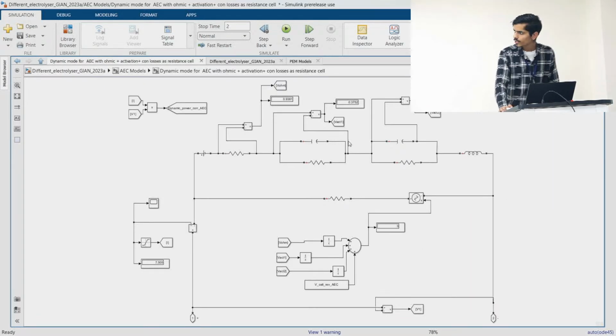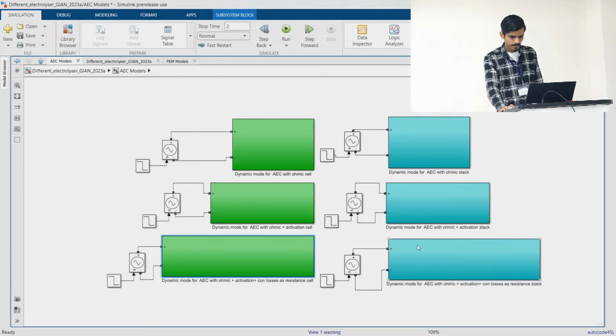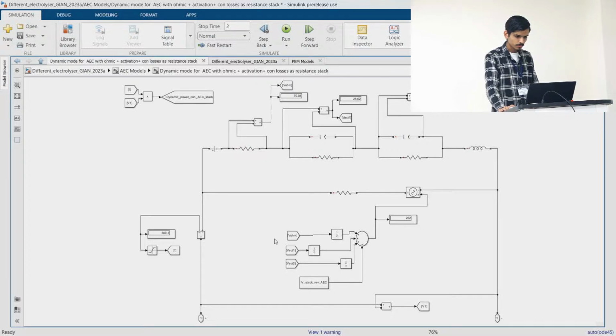So this is the more detailed model for the alkaline electrolyzer. Here we are modeling the anode and cathode losses differently. This is the activation potential for the anode, this is for the cathode respectively, and we are accounting these losses to give the control signal to our controlled voltage source. So we can discuss one stack model for this also.